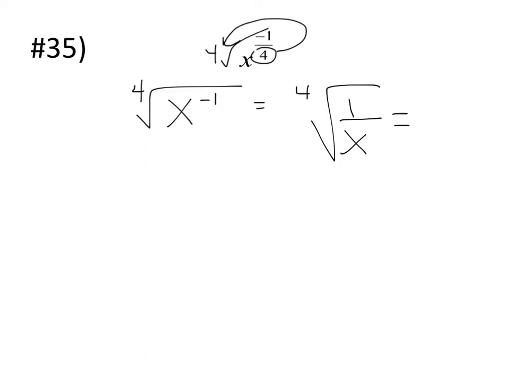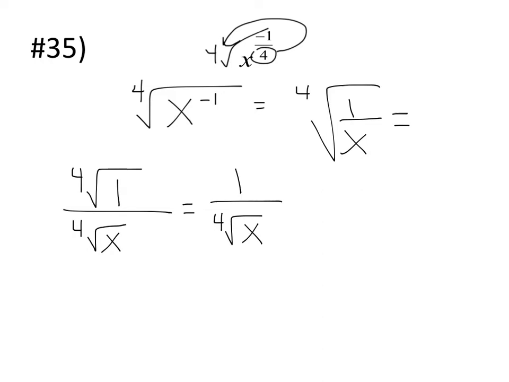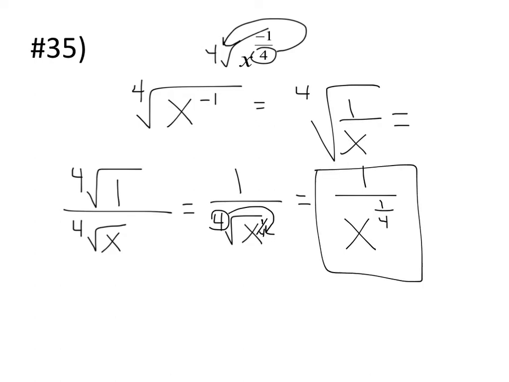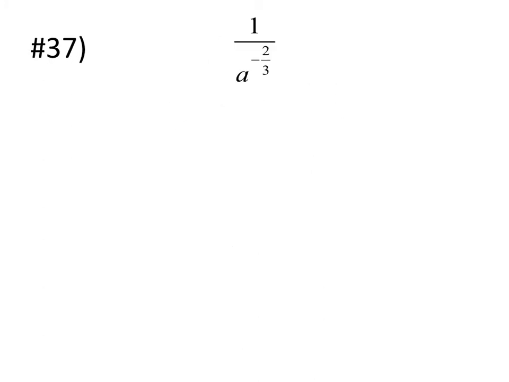Or if you want to take it one little step further, you can do this. You could do the 4th root of 1 over the 4th root of x, because you know you can break up a fraction under a radical. We know the 4th root of 1 is 1, so we have 1 over the 4th root of x, but you can't have a radical in your denominator. So take your index back, we know this is to the 1st power, and make it your denominator again, which gives you 1 over x to the 1/4 power. And that's probably how it would look on the PERT, so be careful with that.